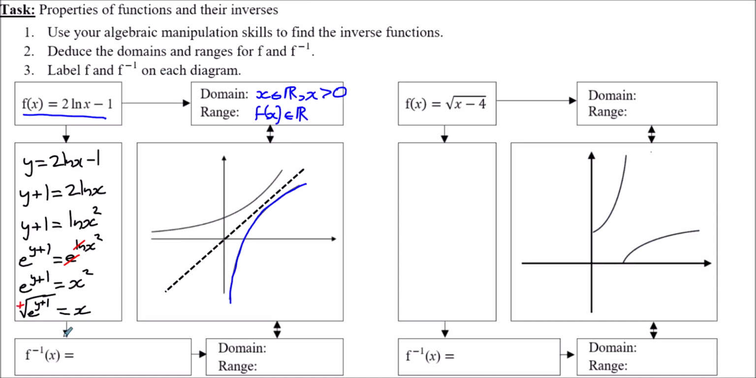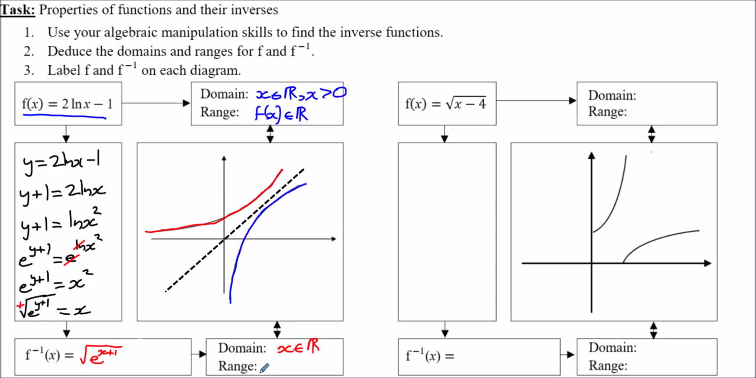So f⁻¹(x) is the positive root of e to the power of x plus 1. For this one, the domain is going to be the same as the range of the original function. As you can see here, there's no restriction on the domain. x can be as small as you like, and as we get bigger and bigger, as big as we like. So the domain is simply that x can be whatever we want it to be.